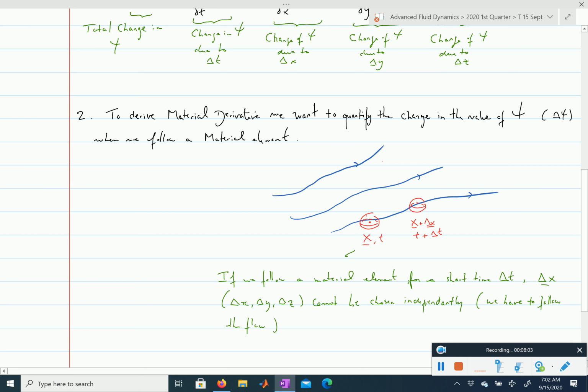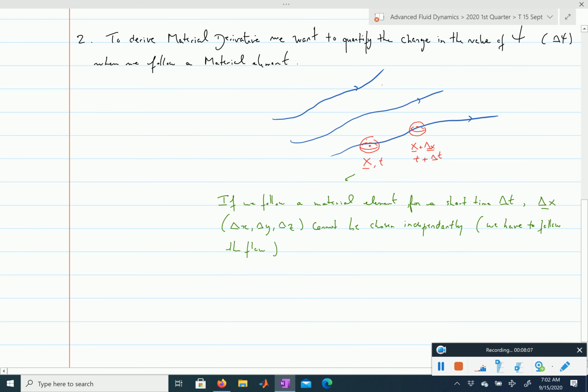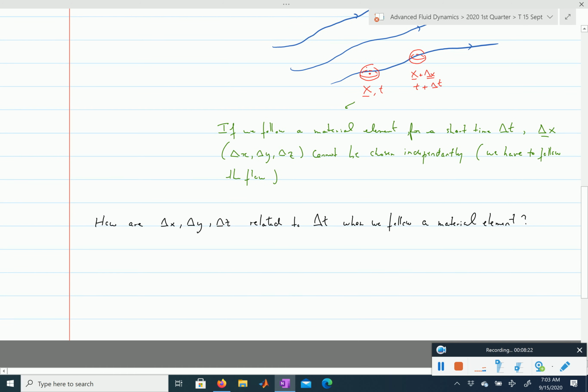All right, so then how is delta x, delta y, delta z in this case related to delta t? When we follow a material element? Now the answer is through the local flow velocity. So what we can write is that for a given delta t, if we follow the material element, if we move with the flow, then delta x is going to have to be equal to the local velocity in the u direction times delta t, and delta y is going to have to be the local velocity in the y direction times delta t by definition of the velocity, and delta z is going to be equal to w times delta t.